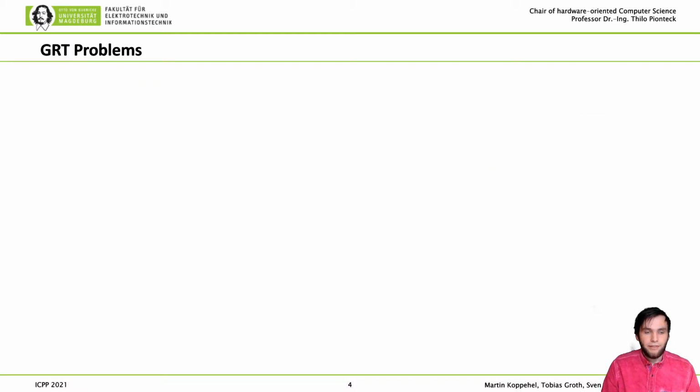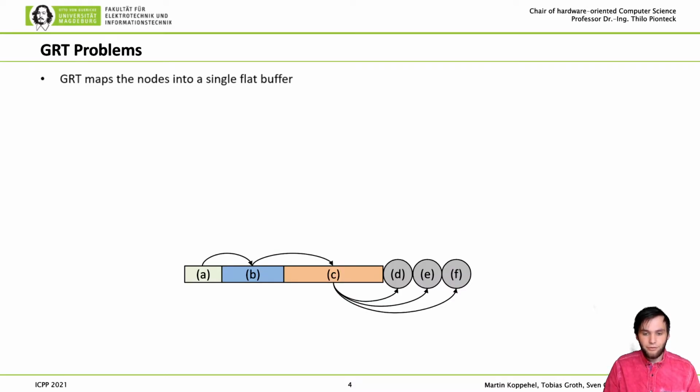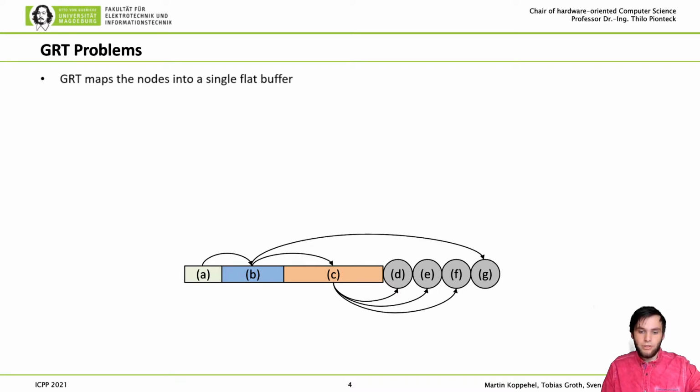We started by analyzing the problems that are inherent to GRT. GRT maps the nodes or the node objects of the ART into a single flat buffer by performing an in-order traversal. When we map the example from the last slide into the GRT buffer, we start at node A, then proceed to node B, then to C, then we have the leaves from node C, and then we have the leaf from node B.